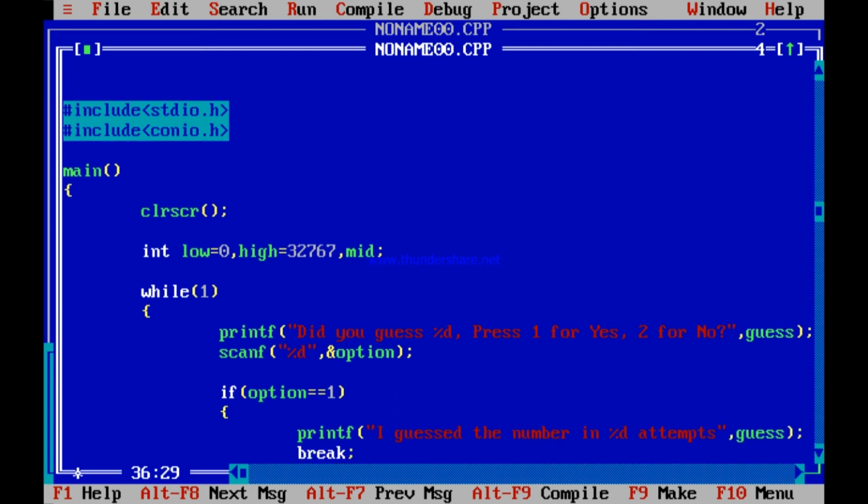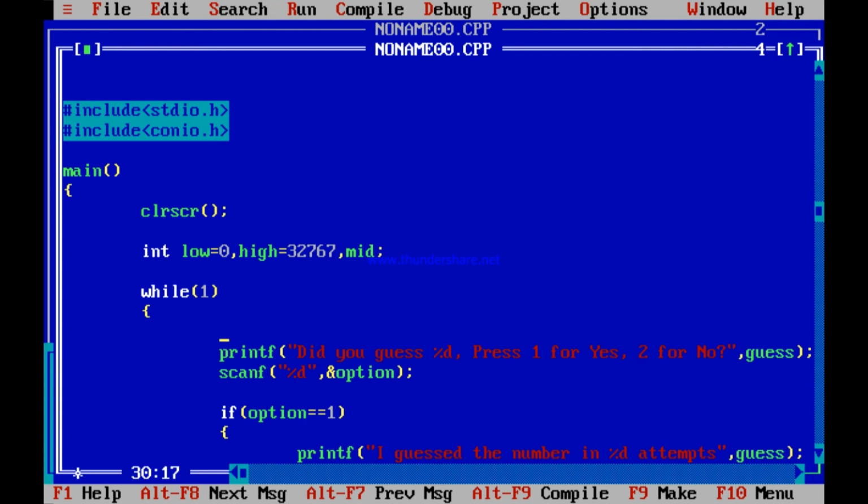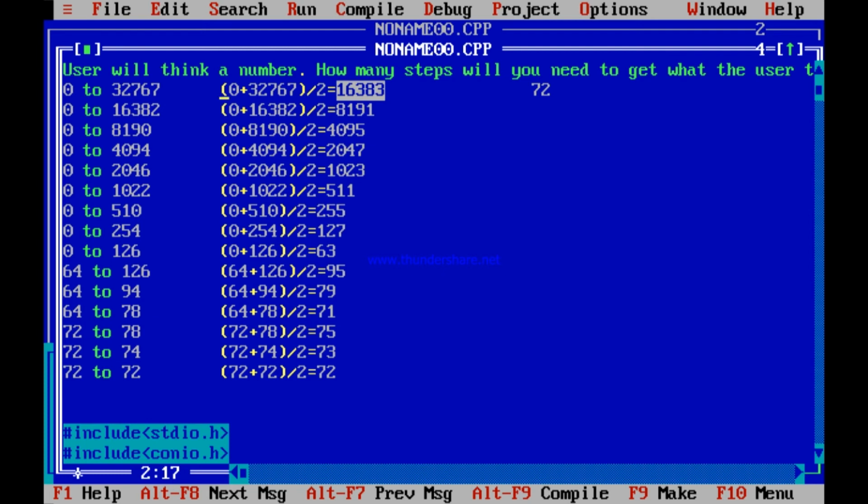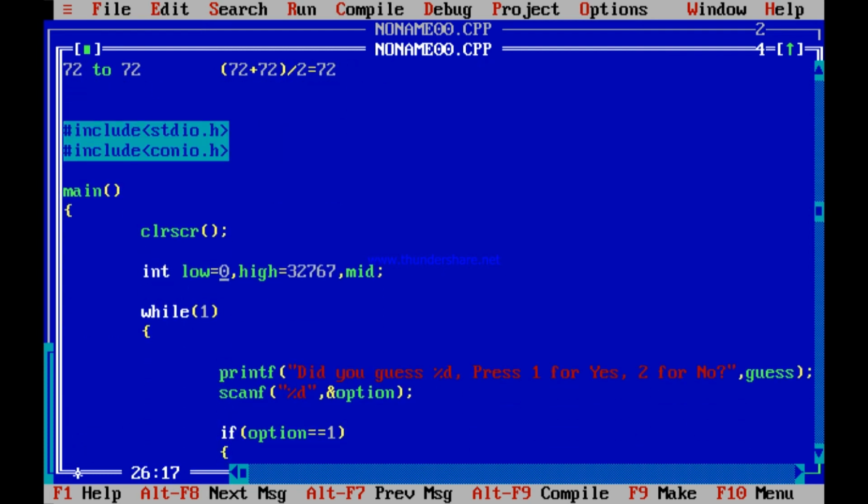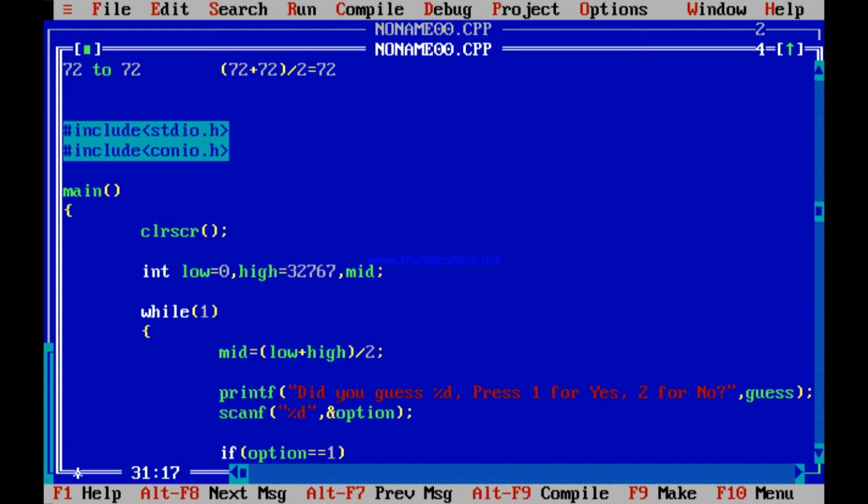So the while loop will still be there. What is your guess of the number? First time, your guess of the number is mid. That is, you need the midpoint first. Low is 0, high is 32767. So what is the midpoint? As you saw when I solved the whole thing, it is low plus high by 2. The lowest range is 0, the highest range is 32767, so mid equals low plus high by 2.